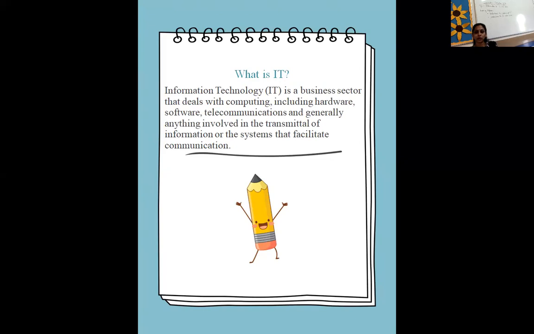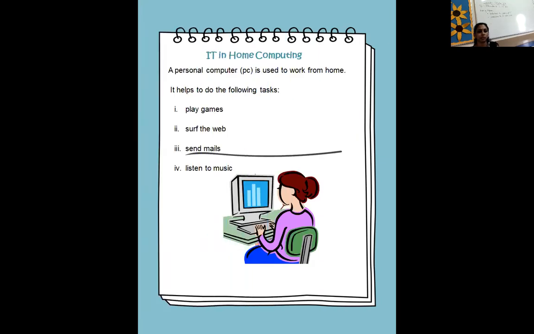IT stands for Information Technology, which is a business sector that deals with computing, including hardware, software, telecommunications, and generally anything involved in the transmission of information or the systems that facilitate communication.